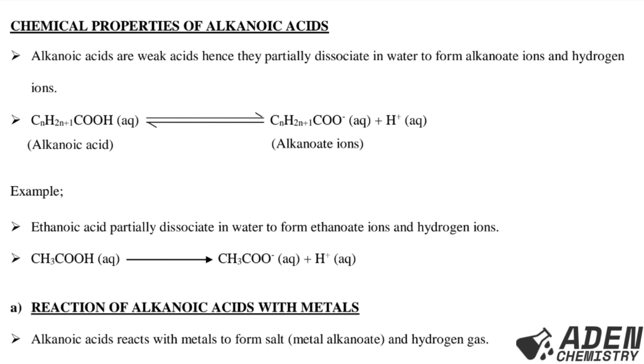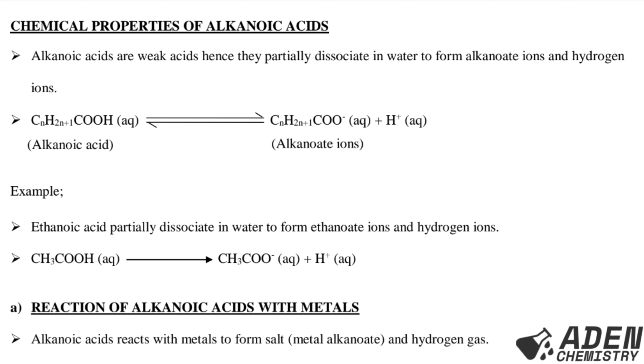Next, we are going to go to the second part of our class, the chemical properties of alkanoic acids. We are saying alkanoic acids are weak acids, hence they partially dissociate in water to form alkanoate ions and hydrogen ions. Remember, we said weak acids are acids that partially dissociate in water producing few hydrogen ions. So in general, if we have an alkanoic acid, it dissociates producing alkanoate ions and also hydrogen ions. We know the formula for alkanoic acid is CnH2n+1COOH, which is in aqueous solution.